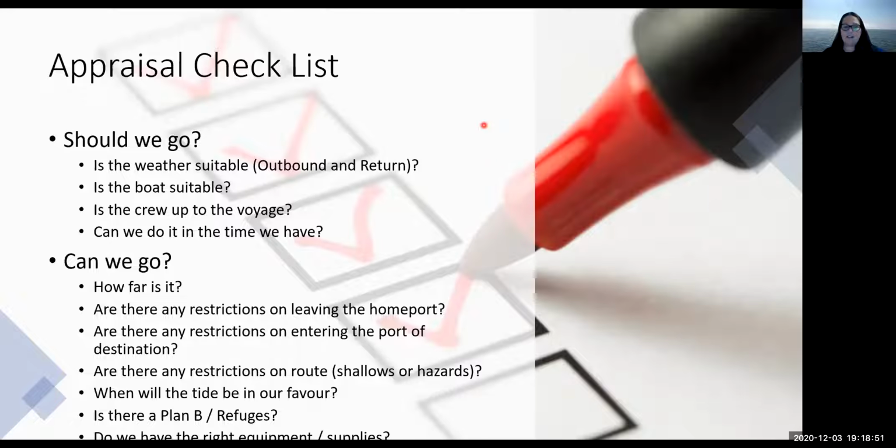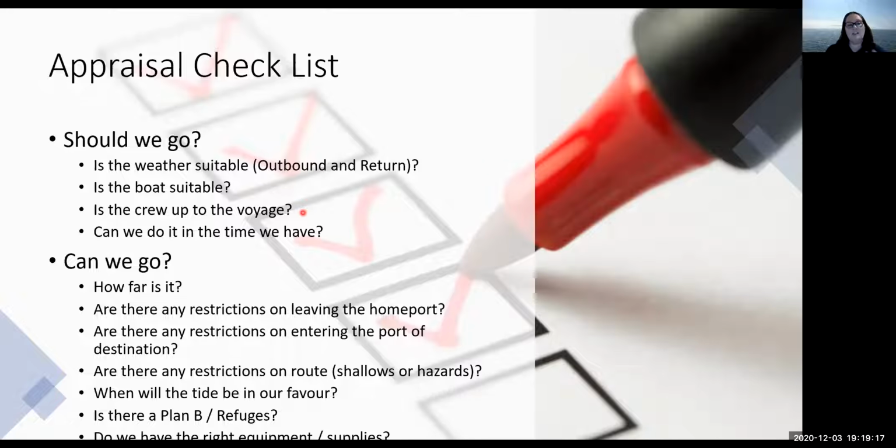Okay, these are easy things to have a look at before you really get into lines on charts or digging tidal information out and so on and so forth. Is the boat suitable for the trip that we're doing? And is the crew up for the voyage? Am I taking my family and friends out and they're expecting a nice, you know, gin and tonic kind of sail, when actually I take them out and it's very horrendous and everybody hates it?